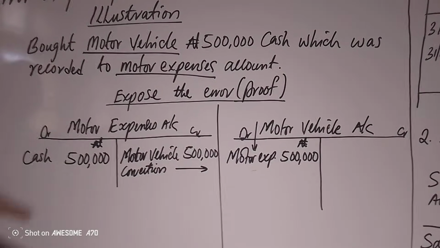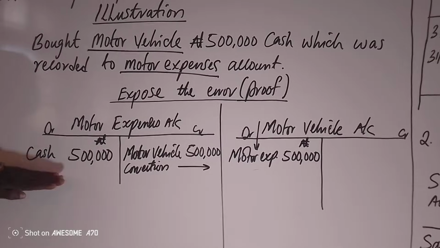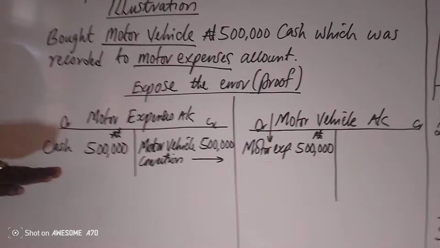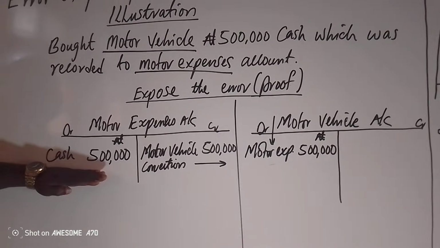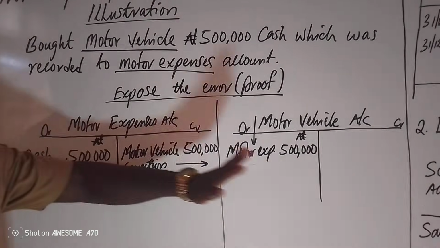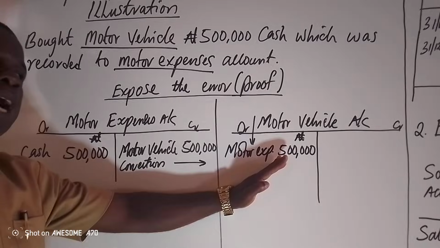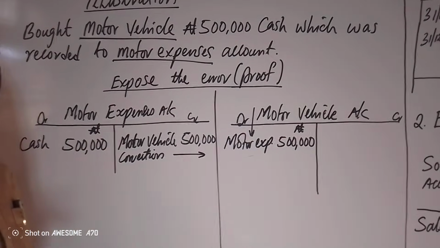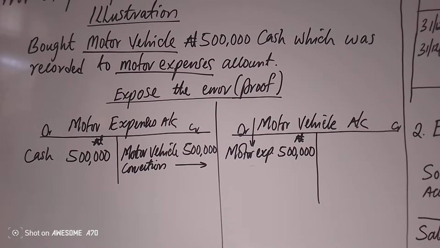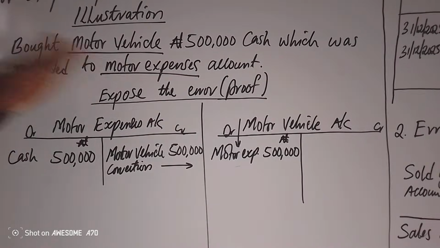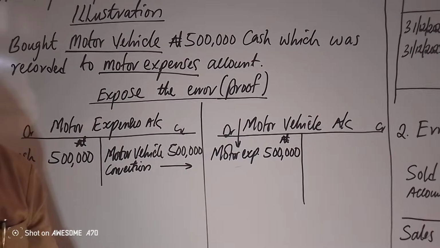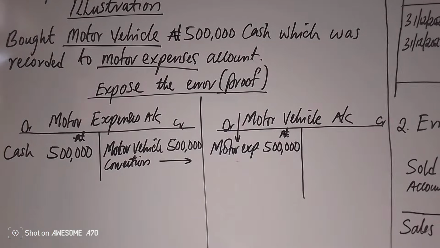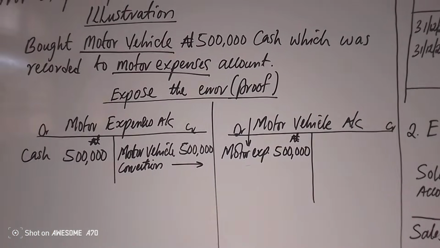So here, motor expenses is also debited, which is supposed to be motor vehicle. And that is why it is also debited here, 500,000. Then, coming to motor vehicle account, nothing was there. Then it means it was motor expenses and then cash account, and motor vehicle was completely outside or absent in the transaction where the error was committed. So how do you correct it?